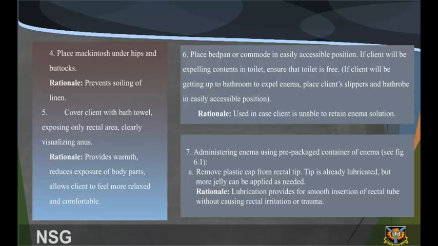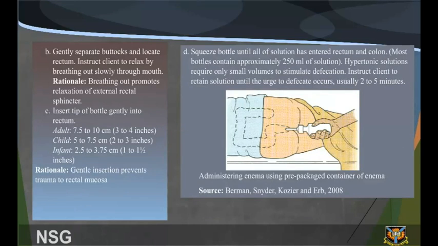7. Administering enema using prepackaged container of enema. Remove plastic cap from rectal tip. Tip is already lubricated, but more jelly can be applied as needed. Gently separate buttocks and locate rectum. Instruct clients to relax by breathing out slowly through mouth. Rationale: breathing out promotes relaxation of external rectal sphincter. Insert tip of bottle gently into rectum.